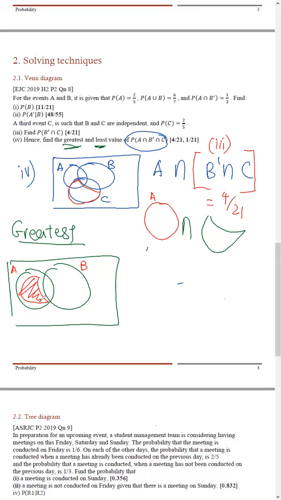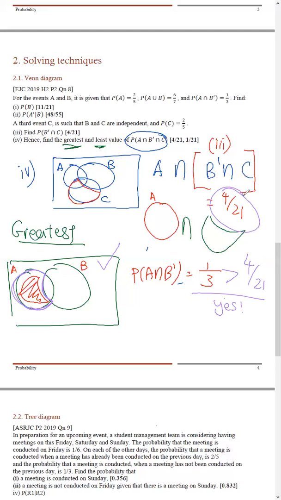For this to actually happen, we need to compare with A intercept B prime, which is 1/3. What is A intercept B prime? A intercept B prime is actually this part over here, this bigger crescent. We must ensure that this A intercept B prime is bigger than 4 over 21, which in this case, yes, it is. Therefore, we can say that the greatest scenario is possible. So the greatest overlap that can happen is actually 4 over 21.